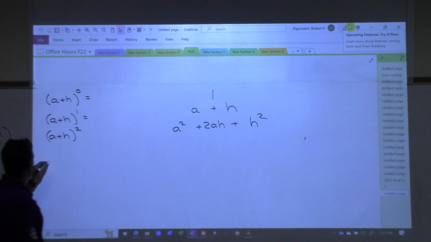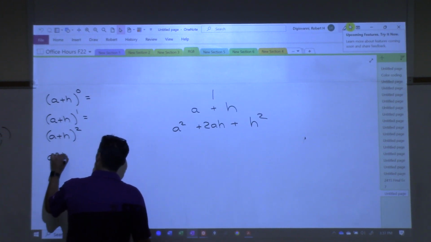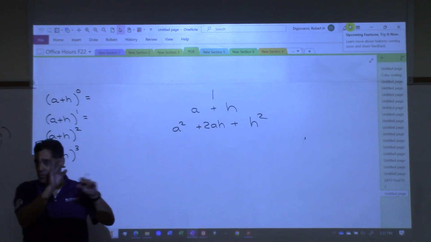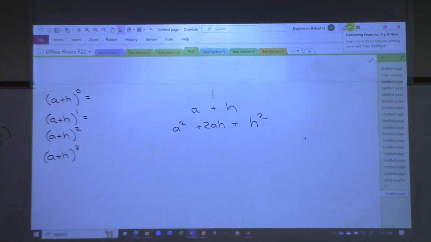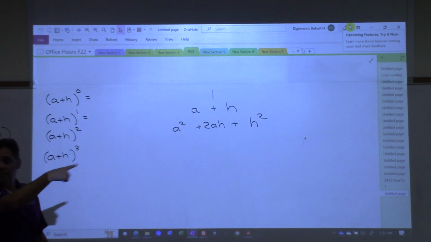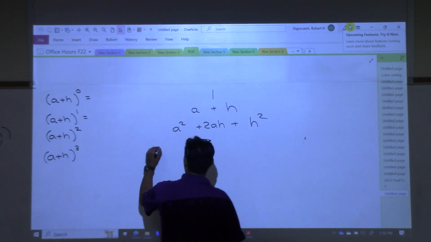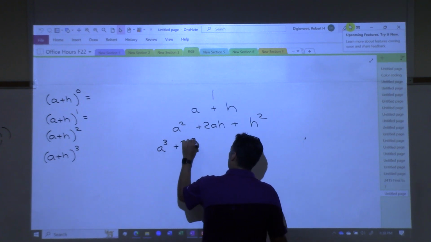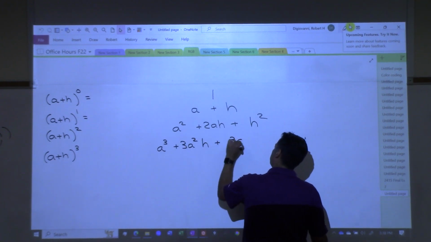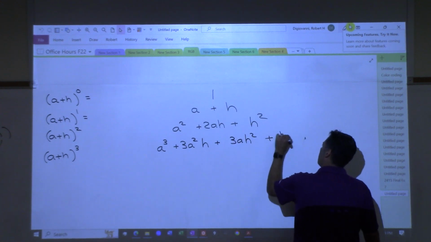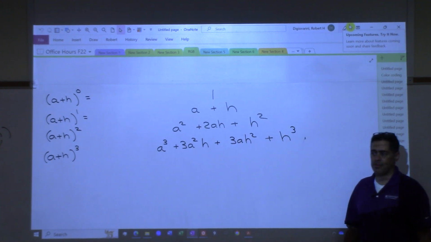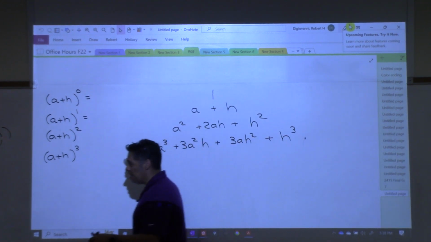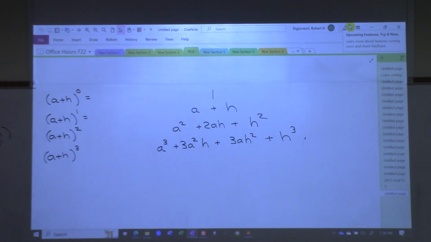Now, a plus h to the third power, you would have to do a plus h times a plus h times a plus h and then do all your multiplication through. I'm just going to show you the answer and we're going to start to see a pattern. So you're going to take this answer on faith because we don't necessarily have the time to go through all of this. That's what it is. It's a cubed plus 3a squared h plus 3ah squared plus h cubed.